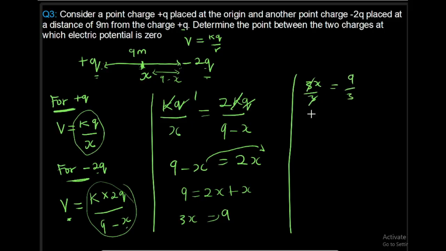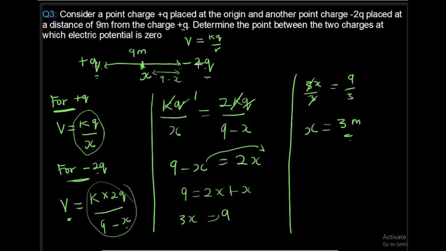So this will cancel out this. And then you have x equals 9 divided by 3. That will give you 3 meters. So from this point to this point is 3 meters. So point x, the point where this charge has a potential of 0 on this line, is 3 meters.